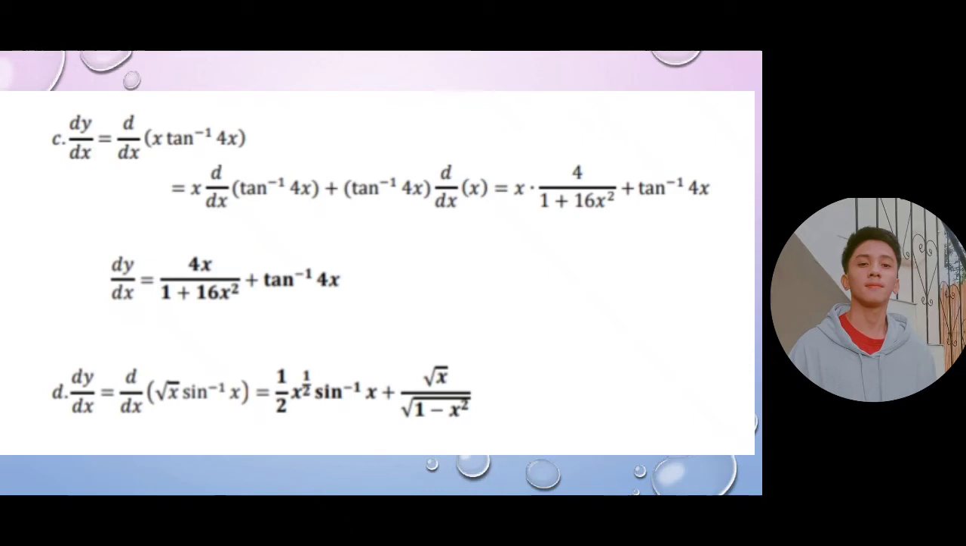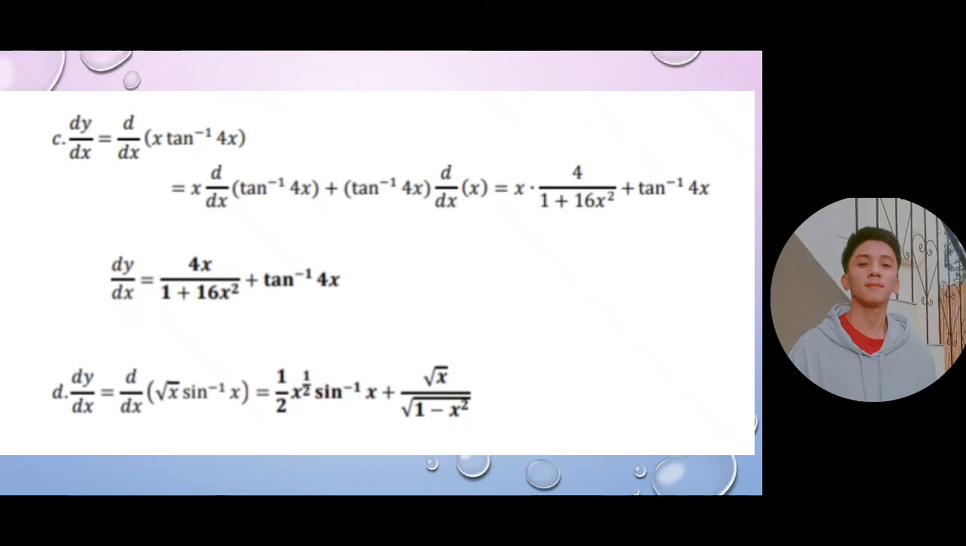So for our fourth example, square root of x sine raised to negative 1 of x. So what was placed in the module is the direct answer already. But it is the same method, the product rule, though it is quite different in terms of replacement because the square root is the first function. So the first function, as I have mentioned, is the square root of x, and the second one is sine raised to negative 1 of x.